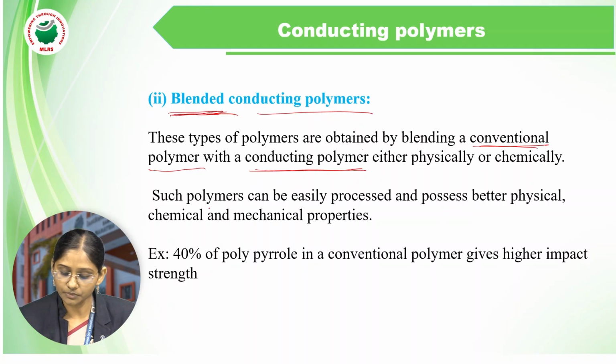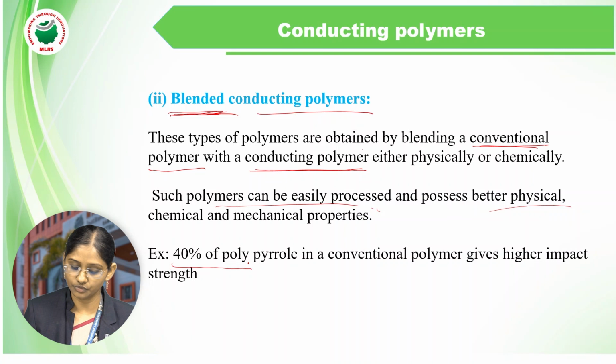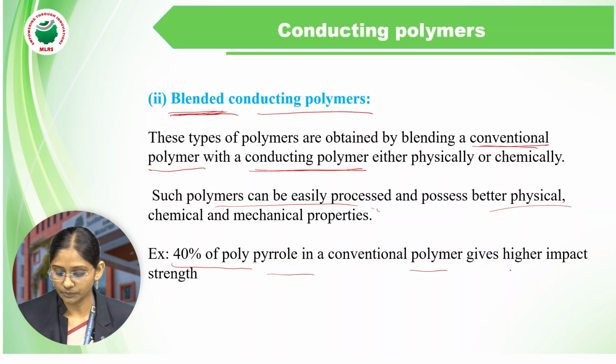Okay, such polymers can be easily processed and they have better physical, chemical and mechanical properties. The example is 40% of polypyrrole in a conventional polymer. It gives higher impact strength. Okay, so this is about the classification of conducting polymers.